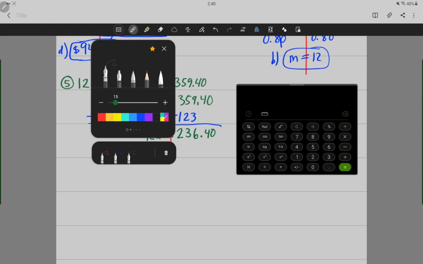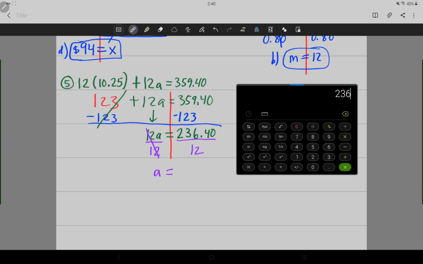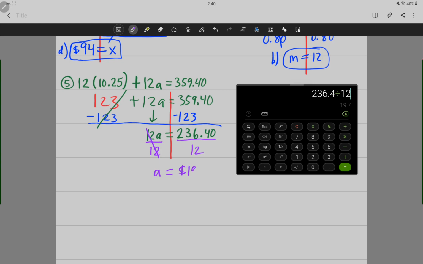So the inverse of that is to divide. So divide by the coefficient 12 on both sides. 12's cancel. 12 divided by itself is 1. Bring down our a, bring down our equal sign, and let's figure out the price for each adult ticket. So $236.40 divided by 12 is $19.70. I know it says 7, but remember it's dollars and cents, so we need that hundredth as a decimal place. All right, so $19.70.